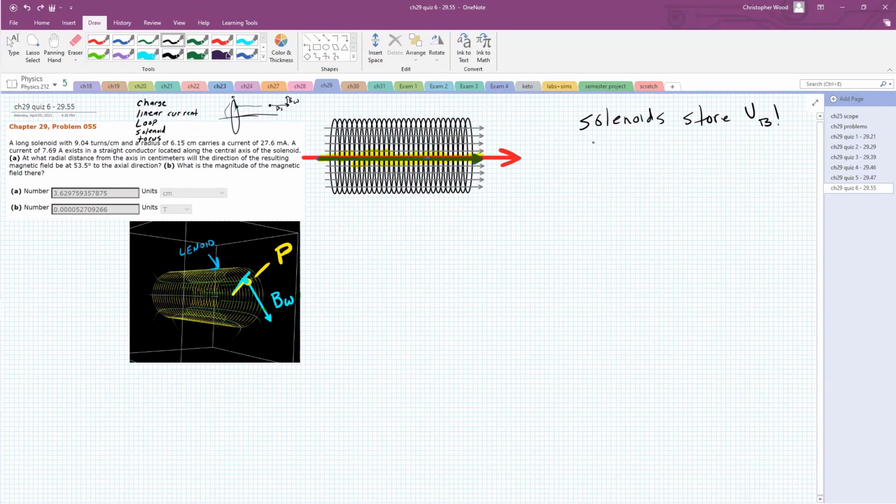So solenoids store magnetic energy. Capacitors store electrostatic potential energy. So they're very much analogs of each other. You remember, here's a capacitor plate. This is the positive side of a capacitor plate, and that's the negative plate. And we like capacitors because they store electric energy.